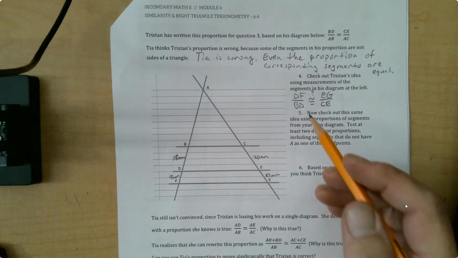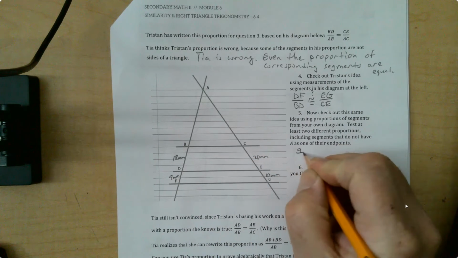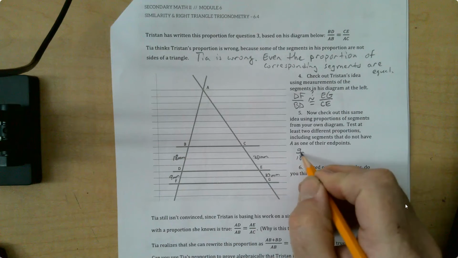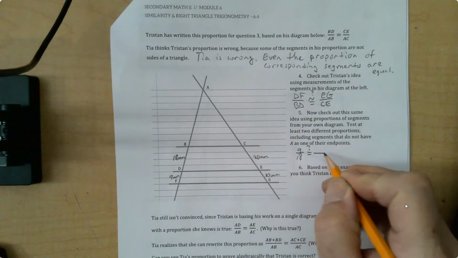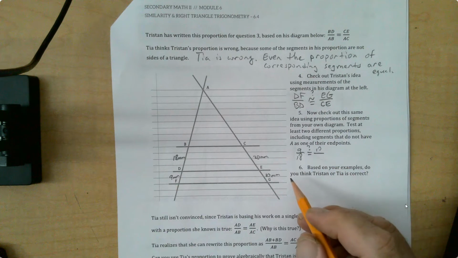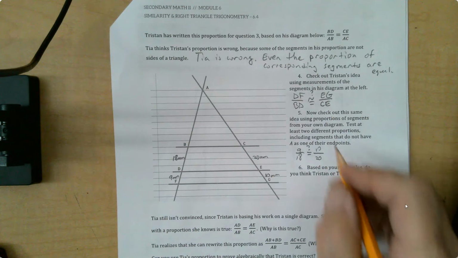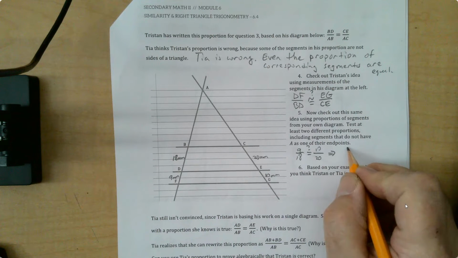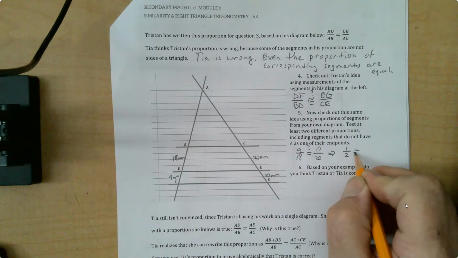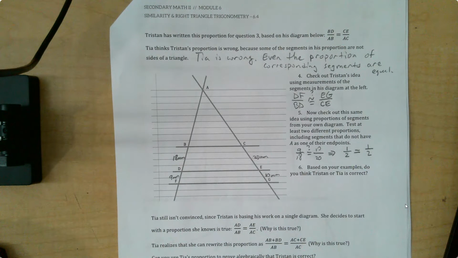So notice here, DF over BD. DF would be 9 over BD, which is 18. And I wonder, does that equal EG, which is 10, all over CE, which is 20? And what I should notice here is that 9 over 18 reduces to 1/2 and is indeed equal to 10 over 20, which also reduces to 1/2. This common ratio is 1/2.